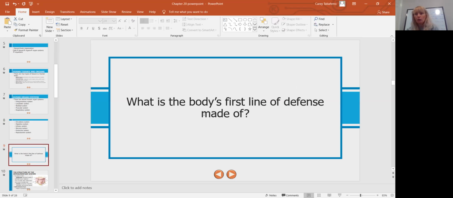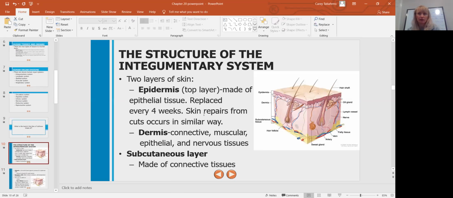So today we will talk about the integumentary system, and we'll look at a diagram over the next few slides, and we'll point out different parts of the anatomy. And then we will talk a little bit about the physiology of those parts.